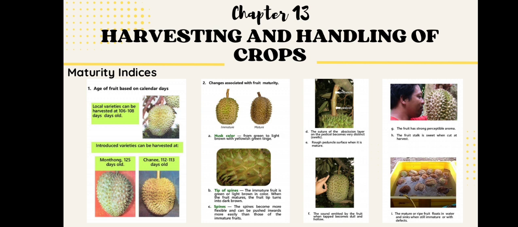The fruit has a strong, perceptible aroma. The fruit stalk is sweet when cut at harvest. The matured or ripe fruit floats in water and sinks when still immature or with defects.